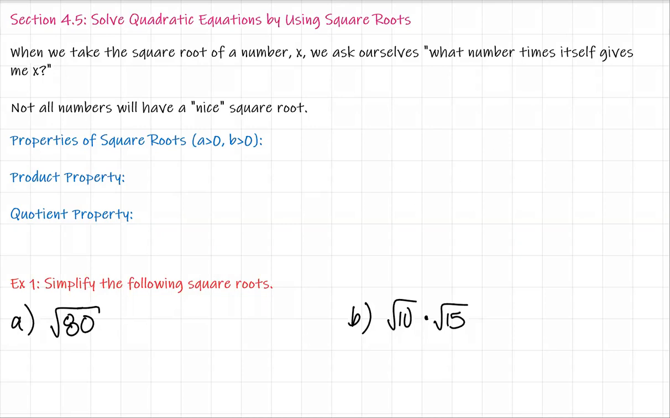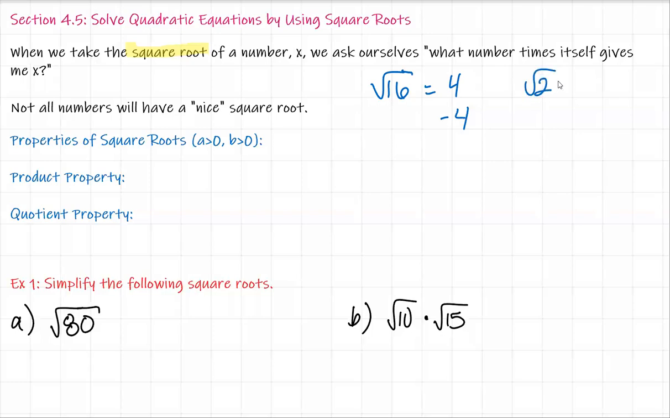Okay, so just to refresh you on how to do a square root and what that means: when we take the square root of a number x, we ask ourselves what number times itself gives me x. Every time you see a square root, that should be the first question that booms into your mind. If I see the square root of 16, one number times itself is going to give me 16, that's 4. And also negative 4 could be an answer here.